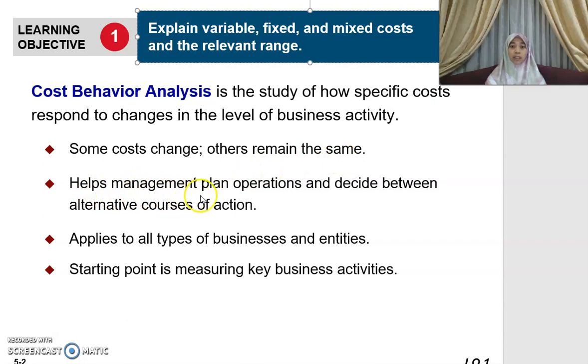So this helps management to plan operations and to decide between the alternative courses of action, whether you want to proceed with plan A or you want to proceed with plan B. So if you are looking at the cost, you need to know the behavior of the cost. And this applies to all types of businesses and entities. So the starting point is measuring the key business activities.